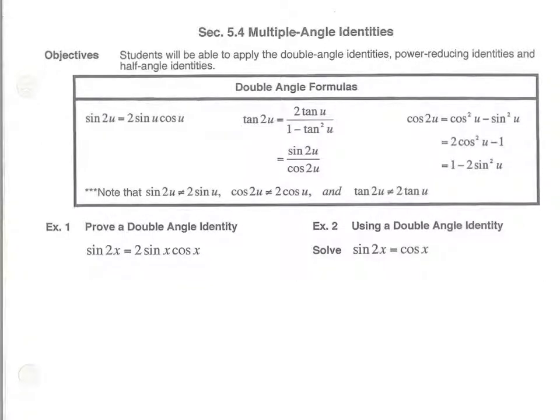All right, so we're going to look at 5-4 today, which as you can see has a lot more formulas. So excited. So let's start with double angle formulas and half angle formulas, and then we have power reducing formulas. So the double angle formulas, right here, we have 3 of them.